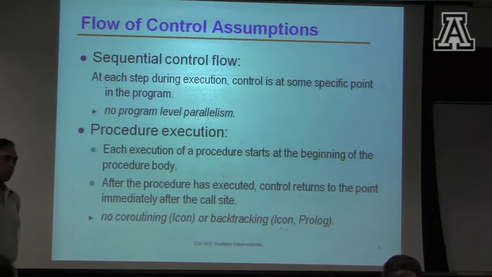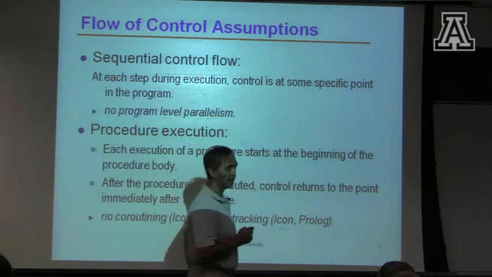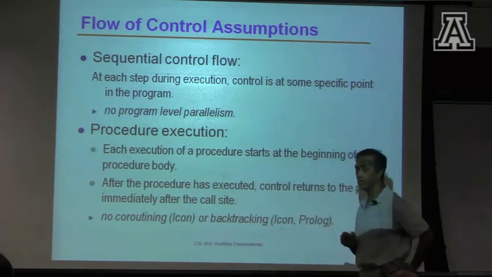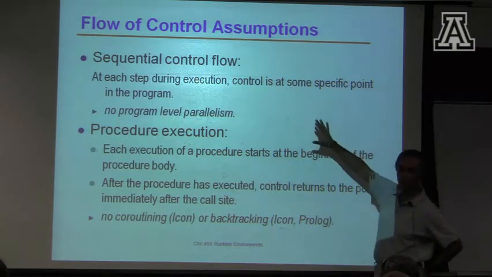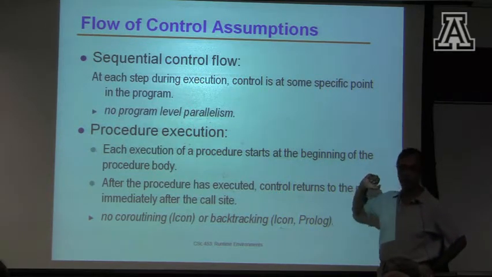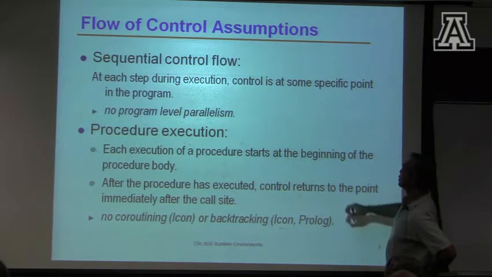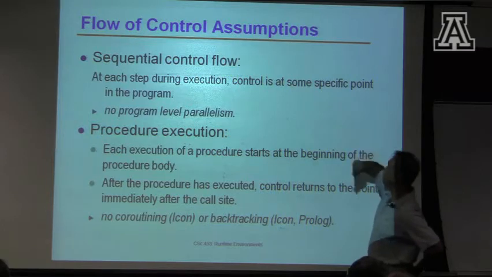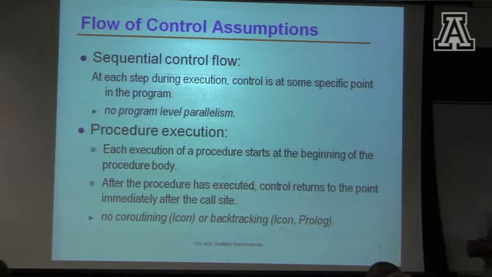So in order to figure out what code the compiler needs to generate, I want to talk briefly about the assumptions that I'm going to be making. These will be fairly simplistic assumptions. They'll not cover everything, but they'll be a reasonable start. So I'm going to assume that I'm talking about sequential control flow. I don't have implicit parallelism. I don't have stuff happening concurrently on the side. So this means that at each step, control is at some one point in the program. Not doing concurrency.